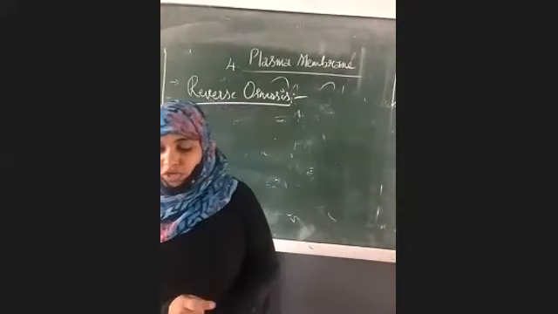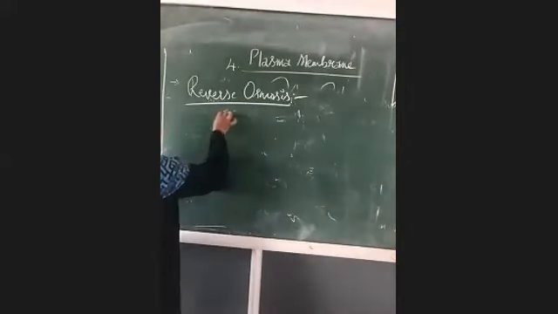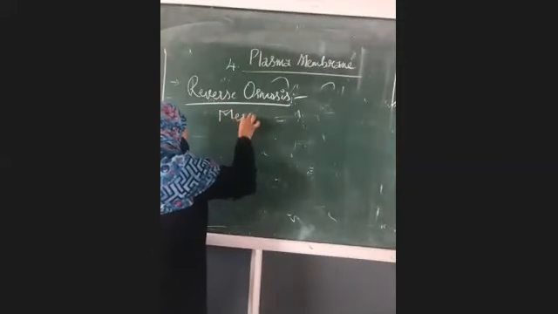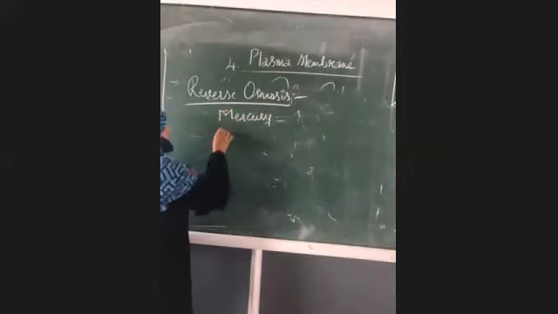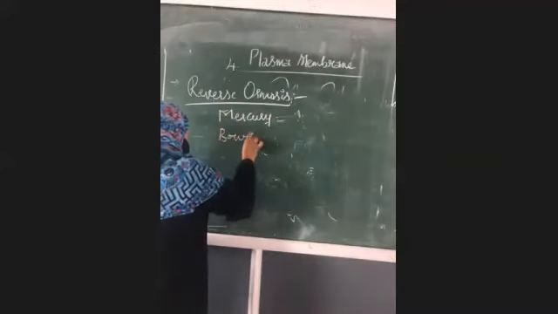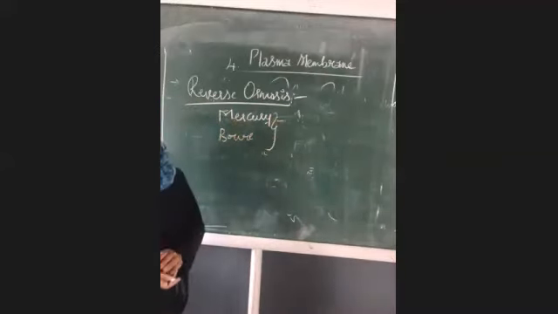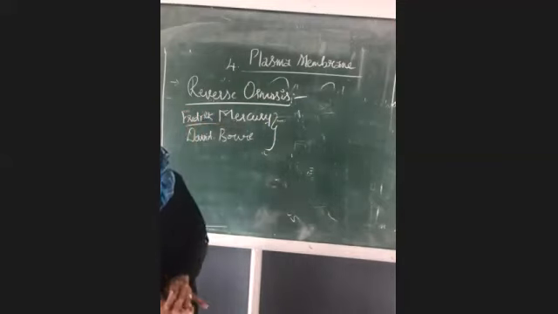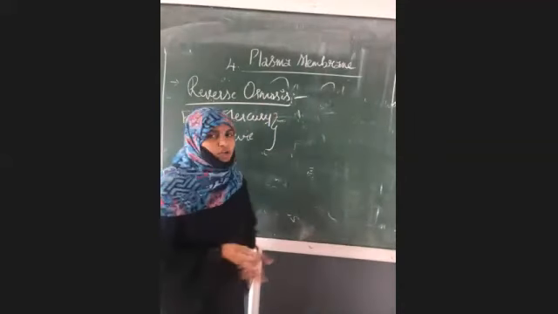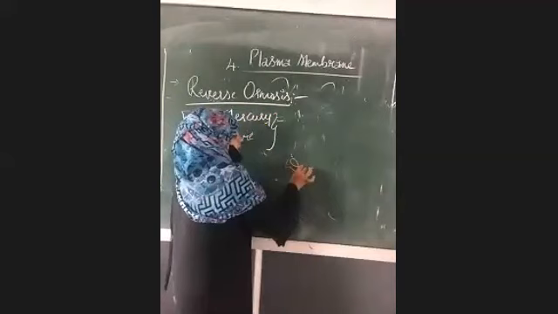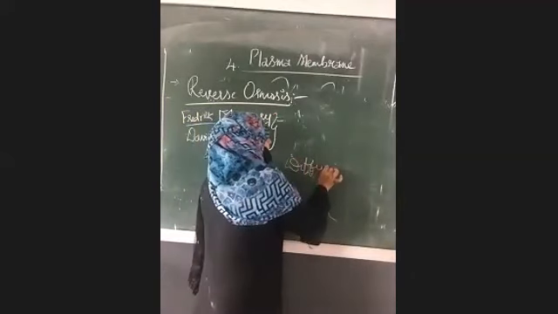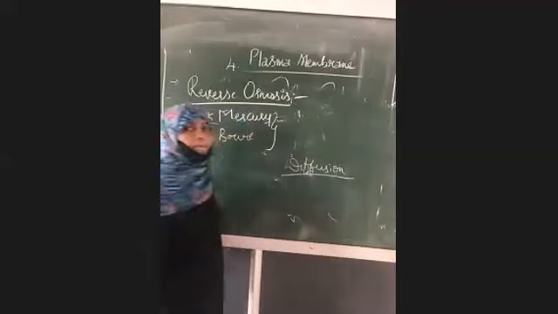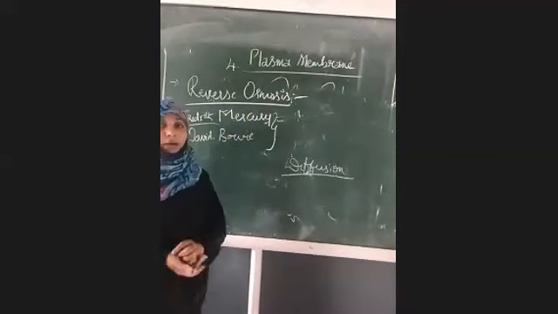So this reverse osmosis process was studied by Friedrich Mercury and David Bowie. These two scientists studied the reverse osmosis process. Reverse osmosis is a type of diffusion again, but here we are using the plasma membrane.